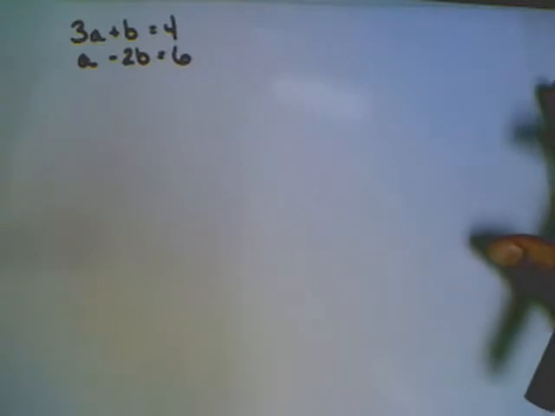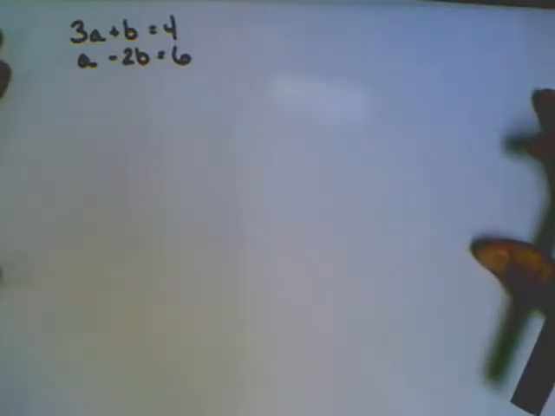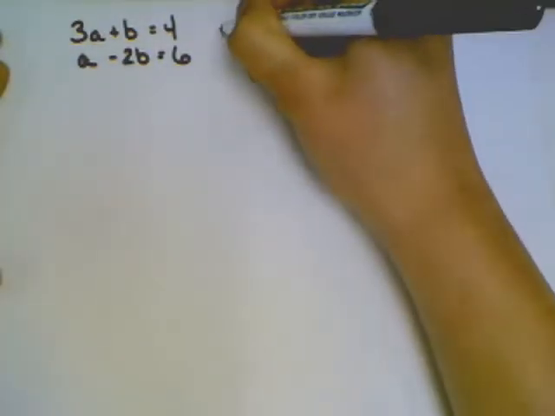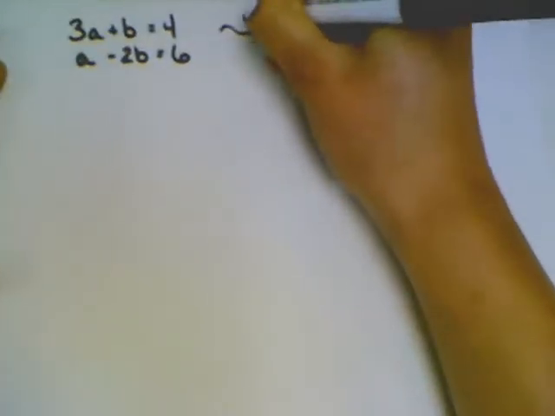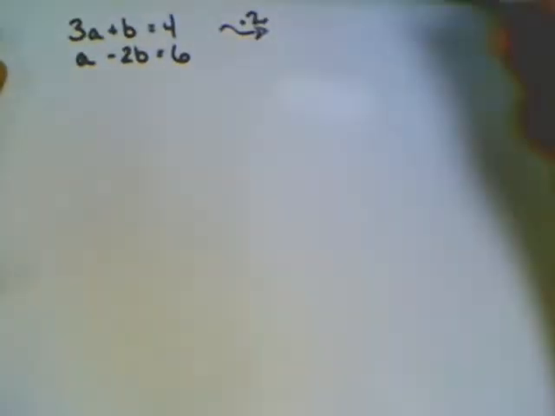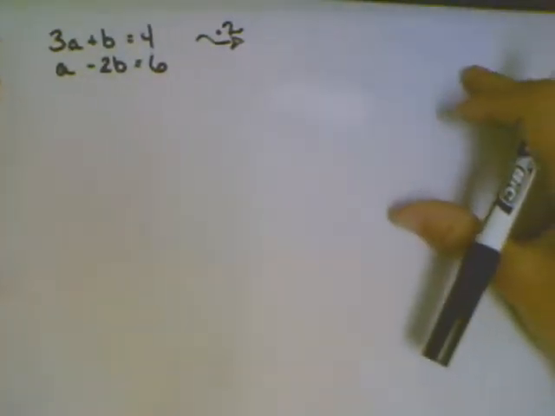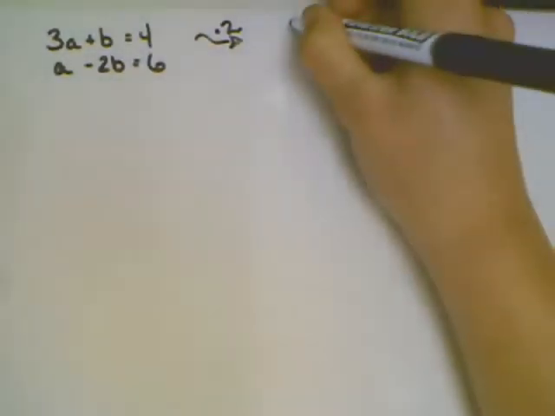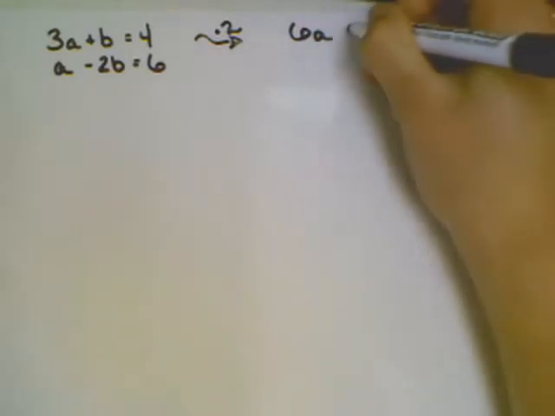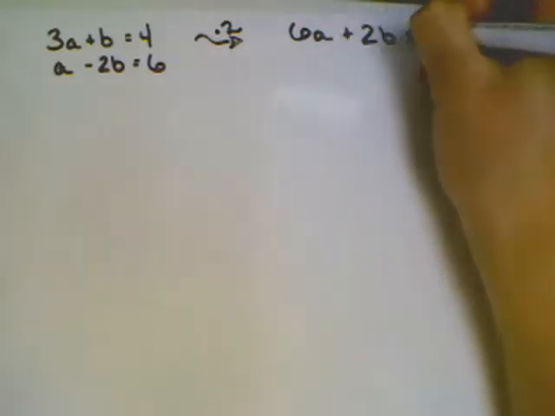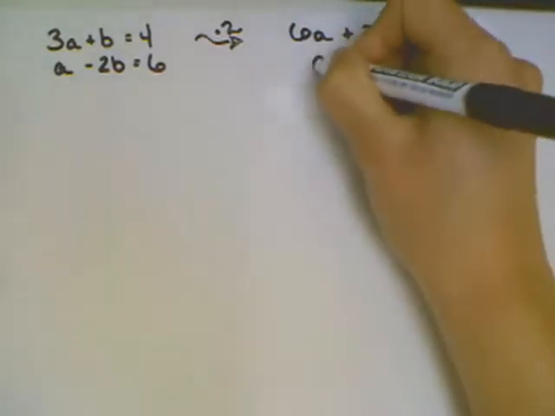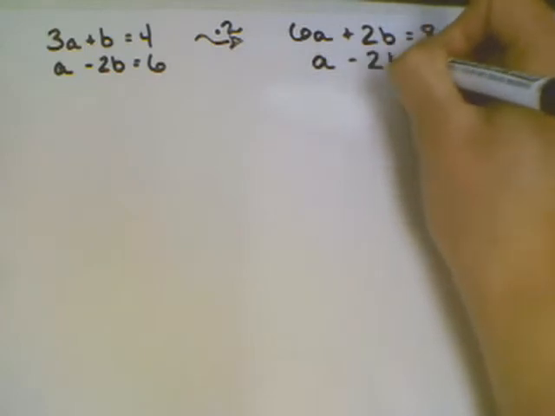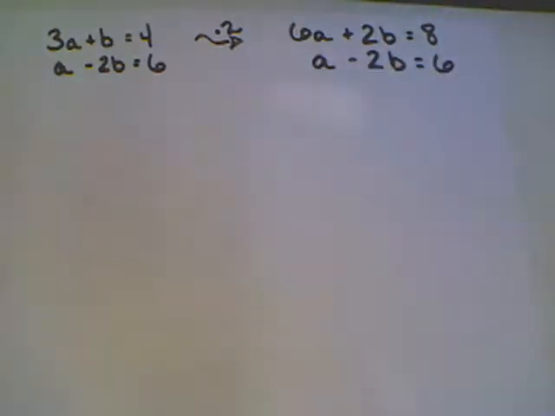There is a property of equations that says I can multiply both sides of the equation by a number. And I'm going to take the first equation and multiply it by 2. And we'll see why in a second, why I chose to multiply by 2. The first equation then becomes 6a plus 2b equals 8. I'm going to leave the second equation exactly the same and write it underneath.